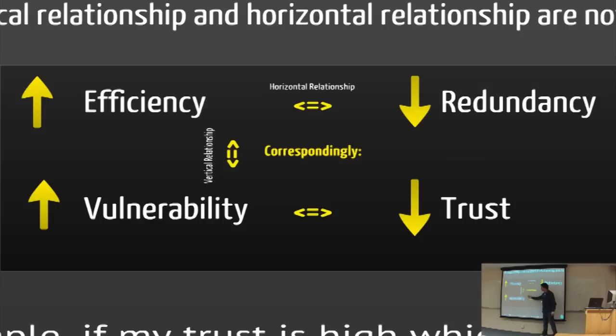Just because your vulnerability went up and your trust went down does not necessarily mean your efficiency went up and your redundancy went down, or your redundancy goes up and your efficiency goes down. That's not causative. This is the relationship that you're trying to balance. These two are the ones that you're trying to match. Because by matching these two, you've created a good balance between efficiency and redundancy that reflects the vulnerability and trust that you have in this system, in this plan, or whatever you're doing.